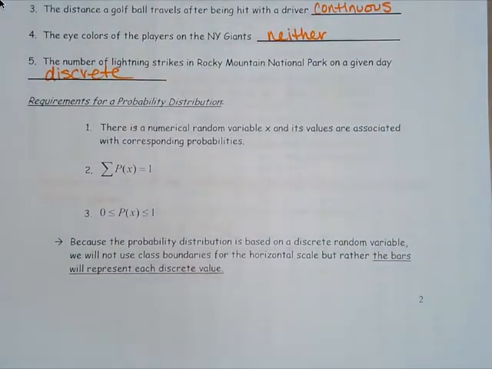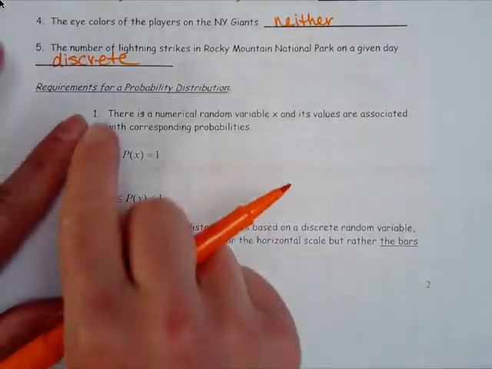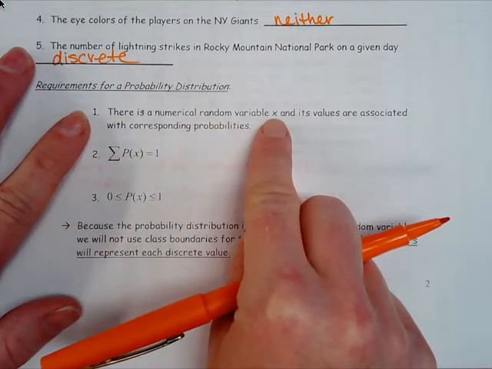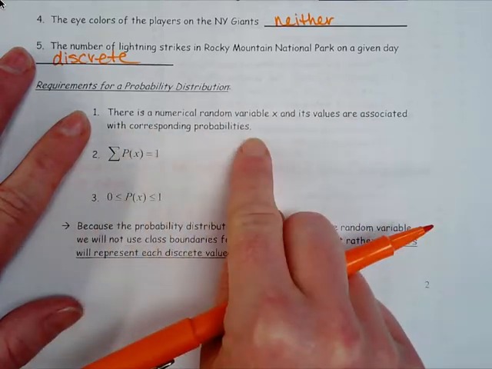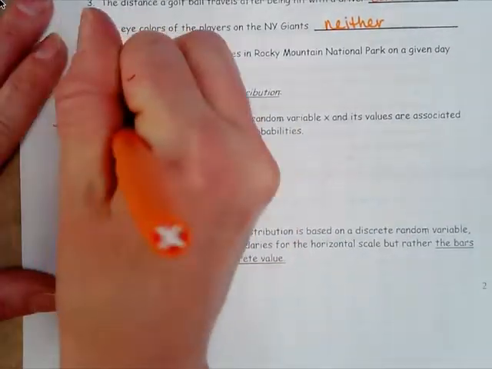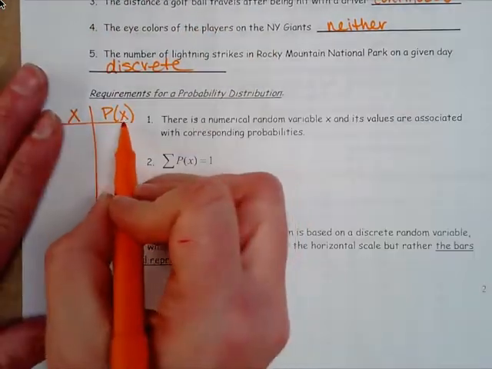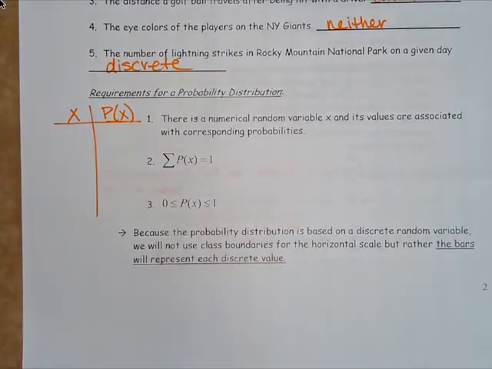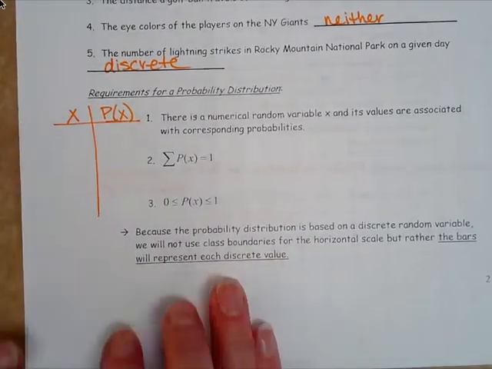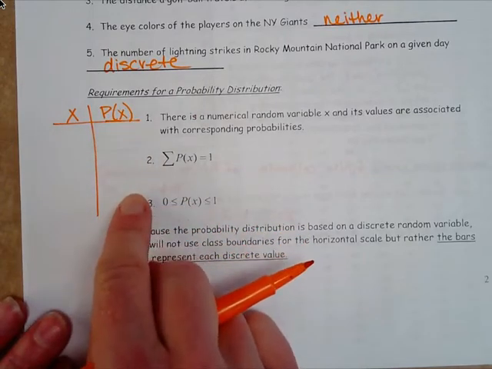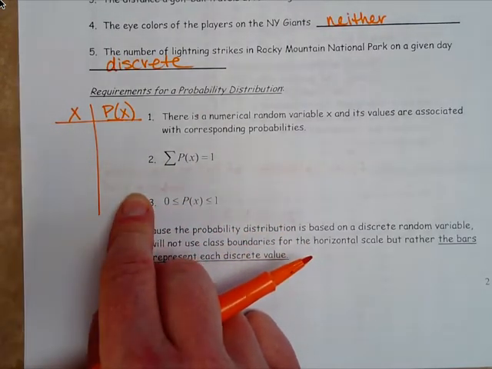All right, so we have to determine if the random variables, along with the probability of that random variable, represent a probability distribution. So we have 3 things you have to check. Number 1, there's a numeric random variable x, and its values are associated with corresponding probabilities. So basically, you're looking, is there a table like this? For your project, you're going to do x on the left side and p of x on the right side, where p of x represents the probability of getting x, that random variable.